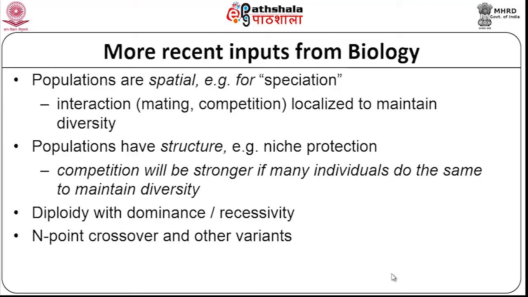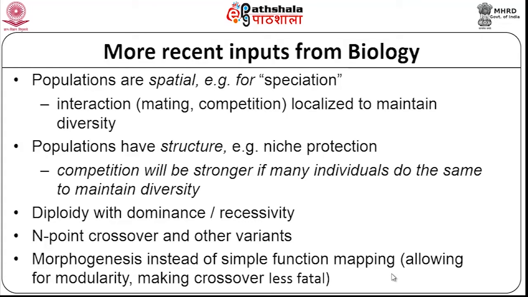Endpoint crossover and other variants have also been considered. Initially we have only very few crossover points; we will come to that later. And morphogenes, instead of simple function mapping, allow for modularity, making crossover less fatal and so on. So these are some of the major new inputs that have come in from biology for genetic algorithms. Their use has just started coming out.